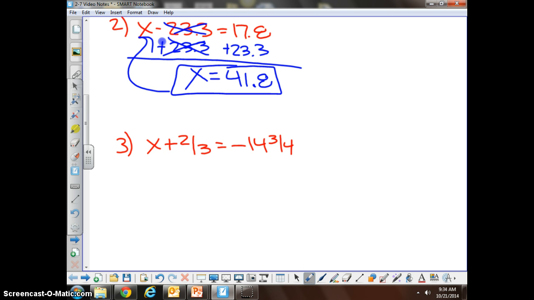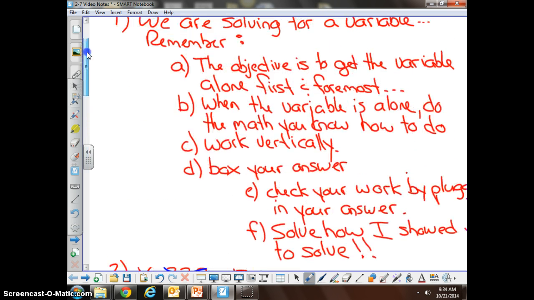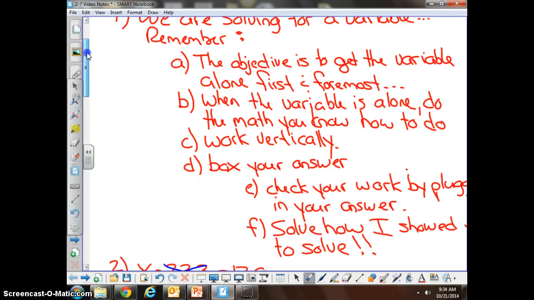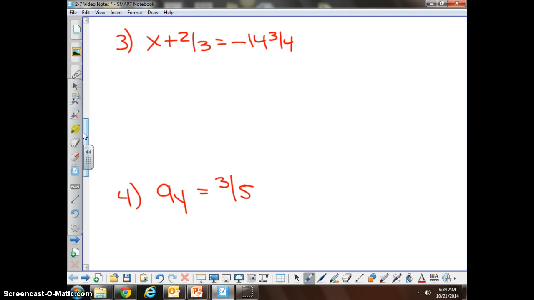Number 3, a little bit more difficult. We're dealing with some fractions and some mixed numbers. In this case, we have a mixed number. We know we can't do anything with a mixed number. So even though I set up here in letter A, get the variable alone first and foremost, let's actually write the problem correctly first and foremost. Then we'll get the variable alone. You know that negative 14 and 3/4 cannot be used to solve a problem. All mixed numbers need to be converted into improper fractions when solving.